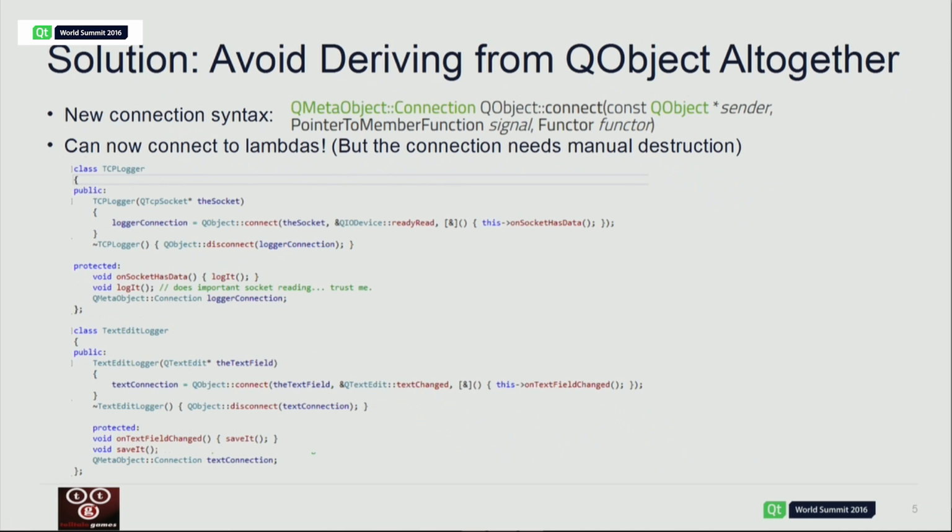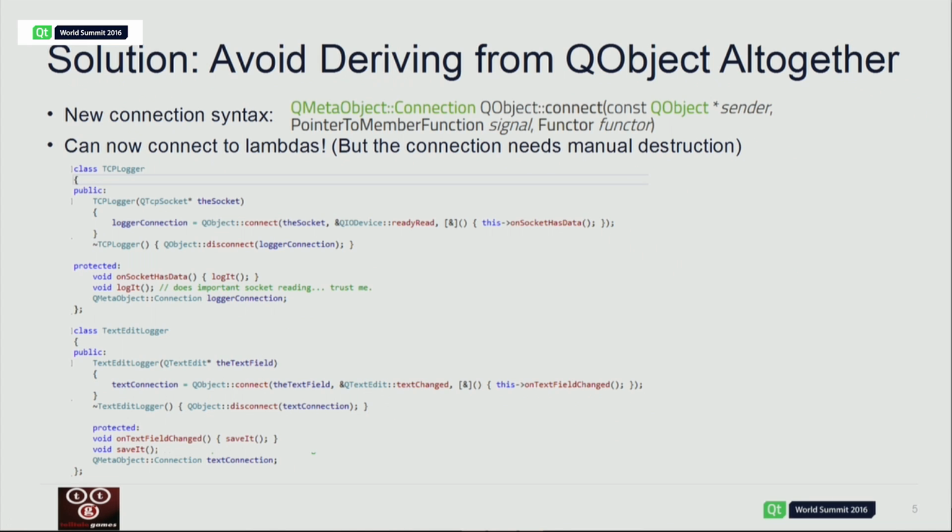So what would we actually do? In this particular simple case where we only needed slots, we can avoid deriving from QObject altogether and then use this new connection syntax. There are a couple of new QObject connect methods, but the particular one that we're using here takes in the sender, the QObject sender, as normal.